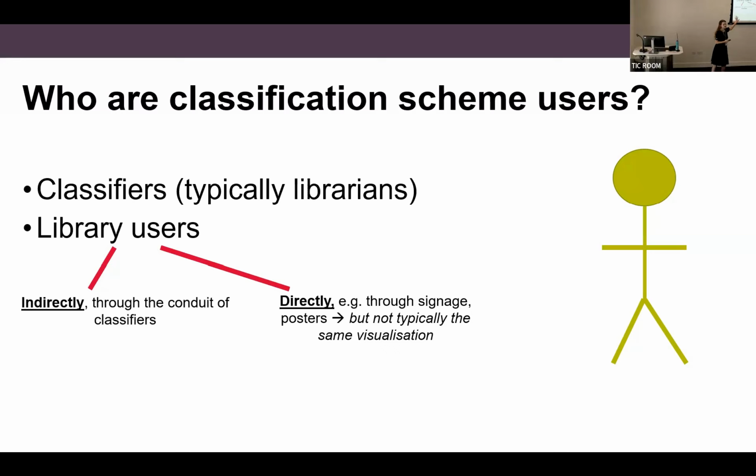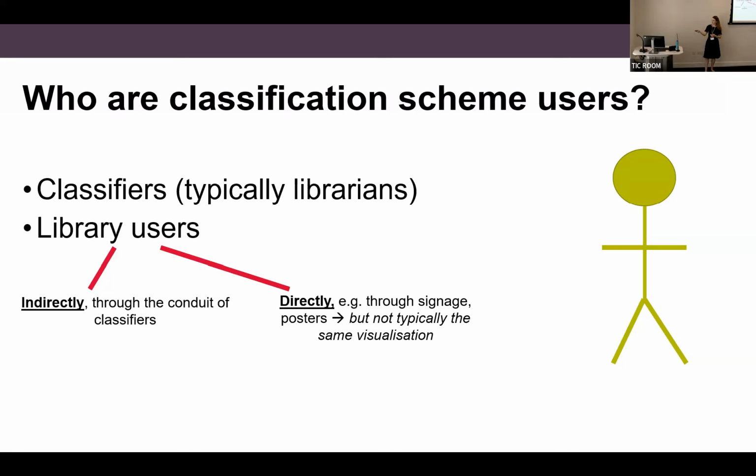And there's a really interesting question about that display of classification. Is it the classification scheme? Is it not? Is it a version? Is it a visualization? And that's why I think it's really interesting to look at this. We can argue that library users are both indirect and direct users of classification schemes, but they might not be users of the same scheme as the one the classifier uses. And it becomes, I think, a really interesting question.